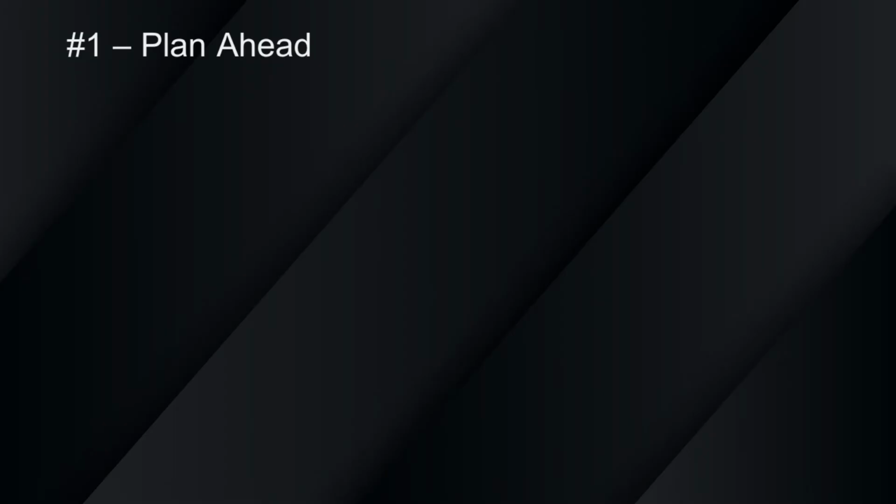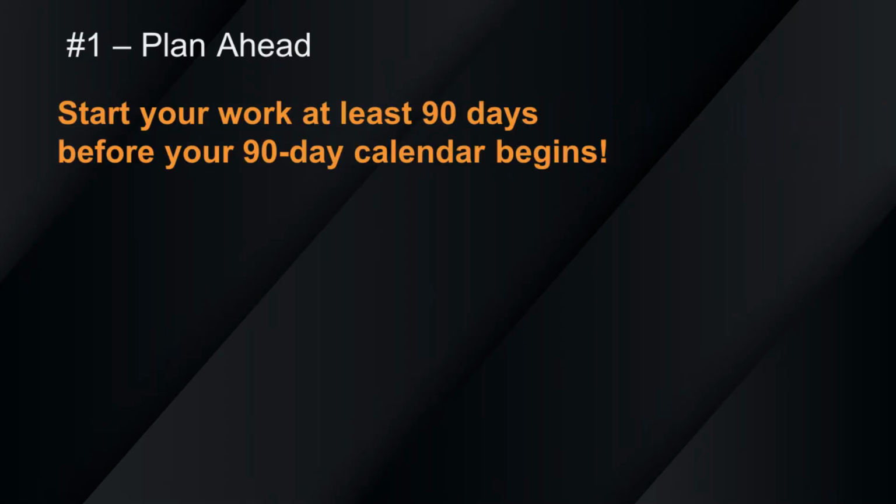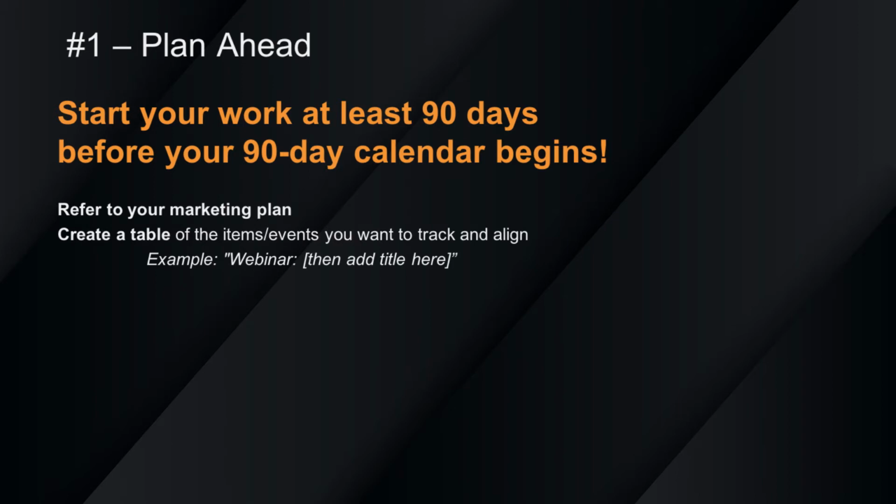Your calendar requires a lot of forethought. Take the time to map these steps using either a table in Word or a spreadsheet. We like using spreadsheets so we can manipulate by count if necessary, but it's all up to you. First, put out your marketing plan for the next quarter and make sure you have your deadlines and lead times listed in it. Next, create a table of the items and events you want to track and align.